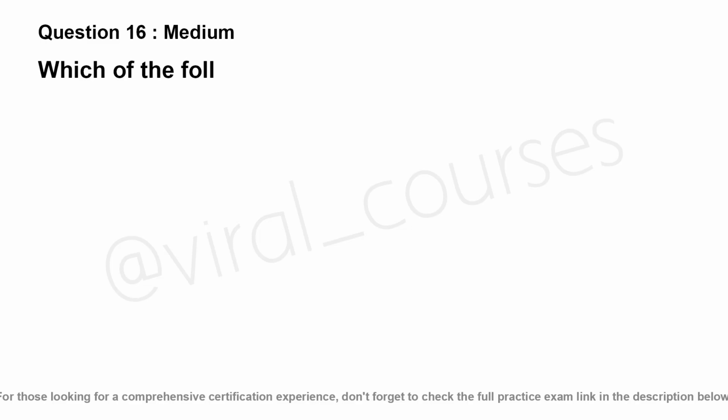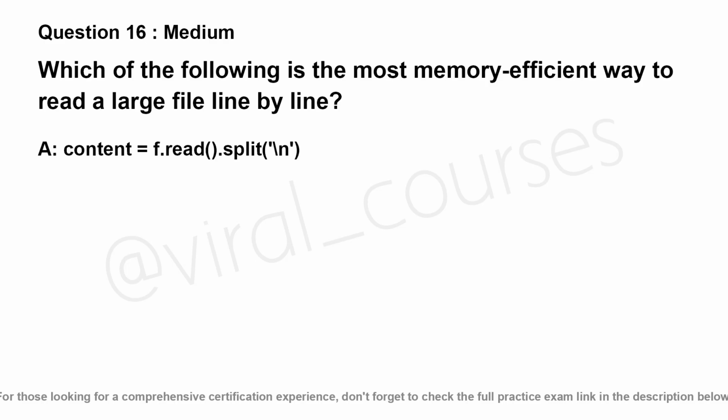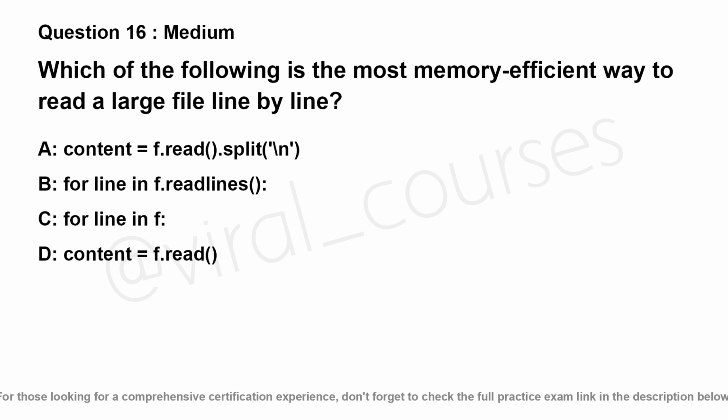Which of the following is the most memory-efficient way to read a large file line by line? Option A, content = f.read().split(). Option B, for line in f.readlines(). Option C, for line in f. Option D, content = f.read().